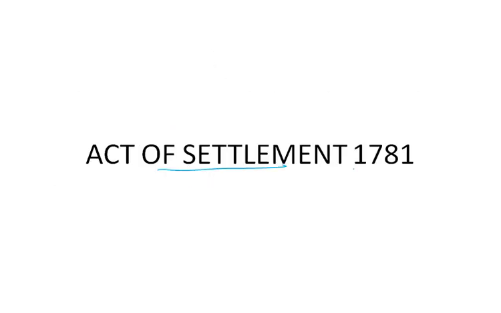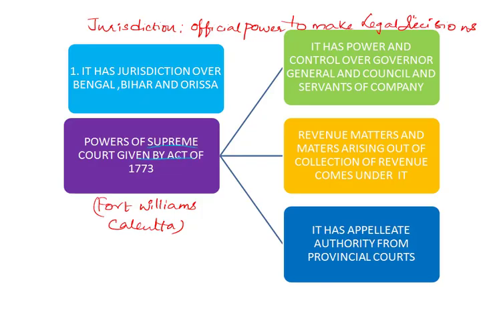Now we will deal with the Act of Settlement 1781. Earlier to this act, the Supreme Court was established in Fort William, Calcutta in 1774 by the Regulating Act of 1773. So a question should arise in your minds: what are the powers given to the Supreme Court? There are many powers. Out of them, the first power is that it has jurisdiction over Bengal, Bihar and Odisha.